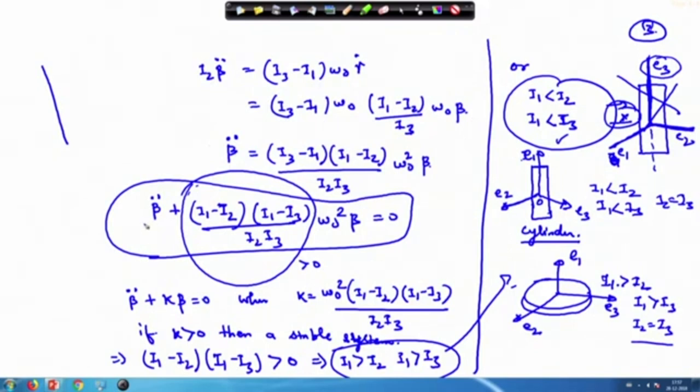So, it says that beta will remain bounded. In your linear control system, this is the real axis, this is the imaginary axis, this is the origin. You know that if the poles are lying on the imaginary axis, it is a marginally stable system, meaning if oscillations are there, they will continuously remain at the same level. They will not spread out and will not grow over a period of time.